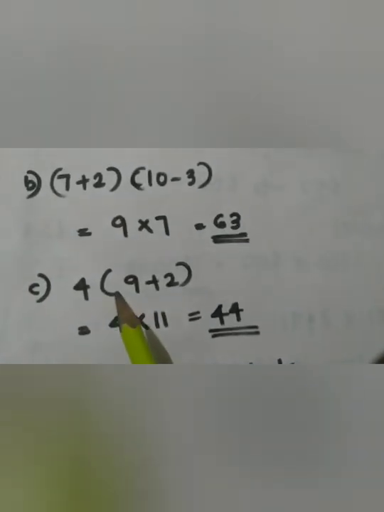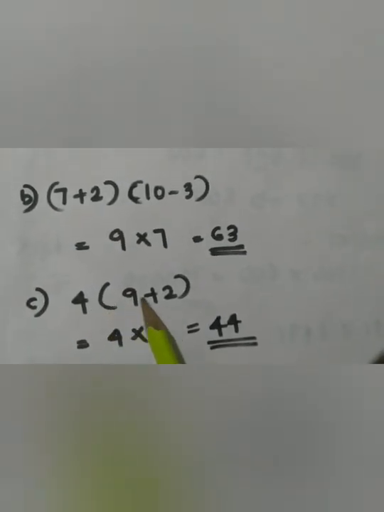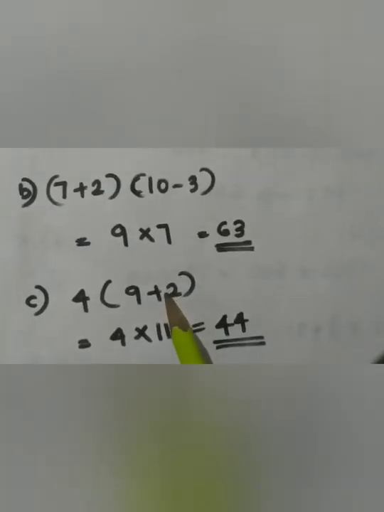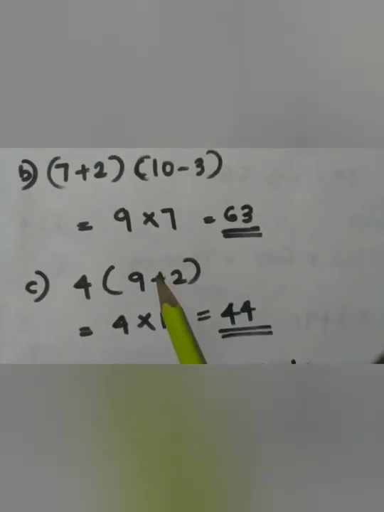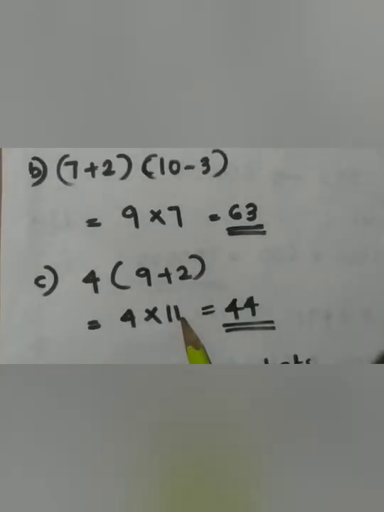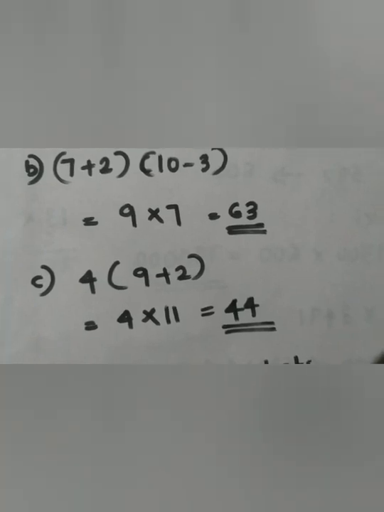Now one more example. 4 multiplied by (9 plus 2). 4 into 9 plus 2. First simplify the bracket. 9 plus 2 is 11. So 4 into 11, 44.